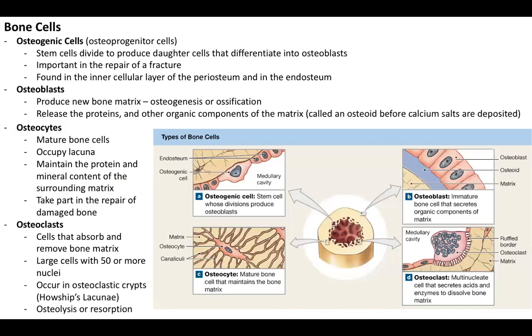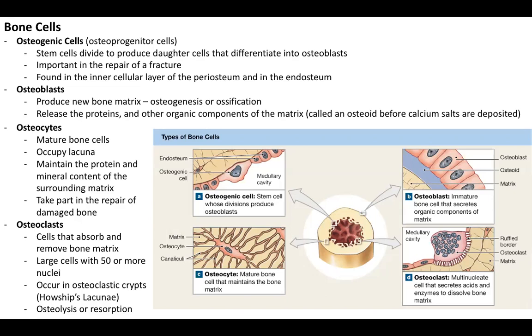So bone cells, we have osteogenic cells. So these are the stem cells. These differentiate into the osteoblasts. Okay, this is important for repair, and we find it in the inner layers of the periosteum and the endosteum. Okay. Then we have osteoblasts. These are what make the bone matrix. They produce new bone matrix. It's called osteogenesis or ossification. We'll look at that in a second.